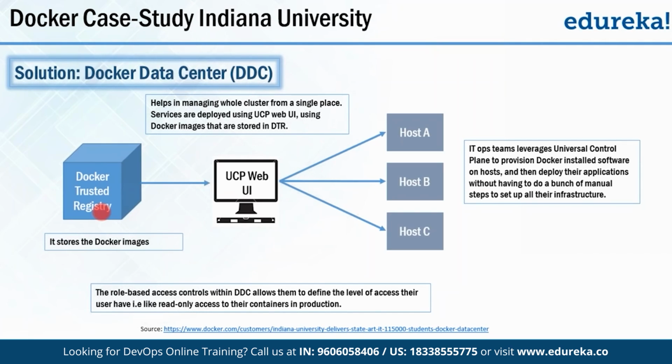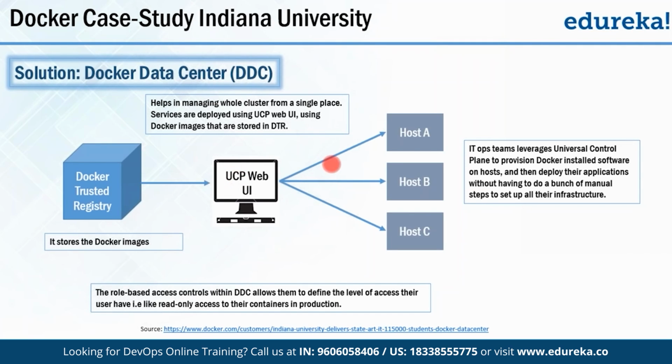And each of those images contains the dependencies for one microservice. As we saw, Indiana University wanted to move from a monolithic architecture to a microservice architecture. Because of that, these Docker images contain the dependencies for one particular microservice, but not the whole application. All right. After that comes Universal Control Plane.